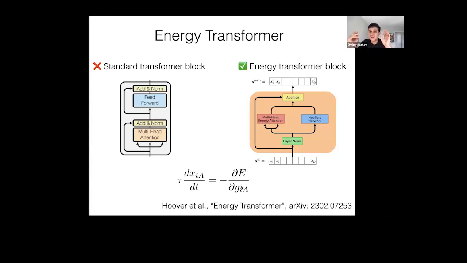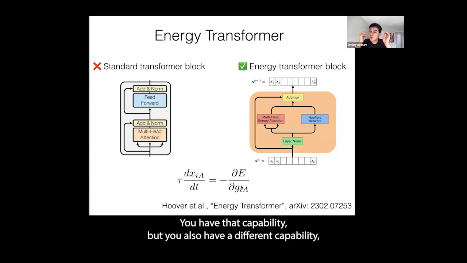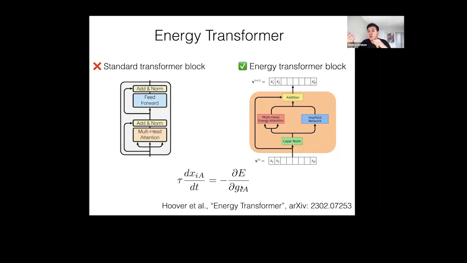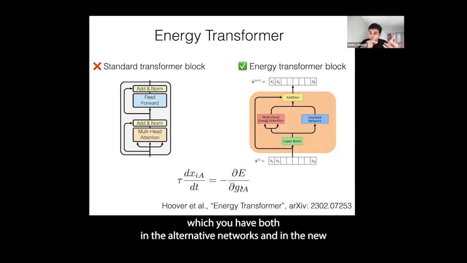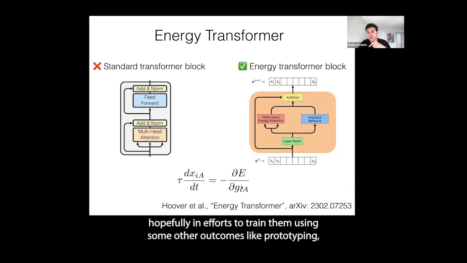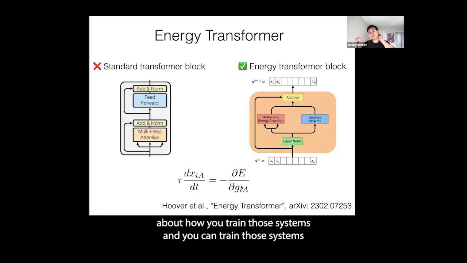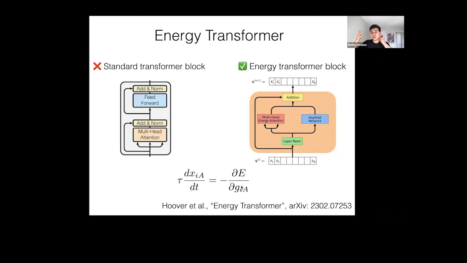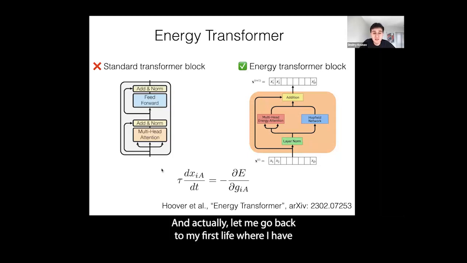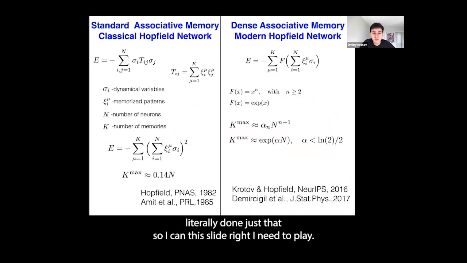You can do it, and it's very straightforward in pretty much any of the models that I have described to you. You have that capability, but you also have a different capability, in both the old and the new Hopfield networks, to train them using some other algorithm, like backprop through time, maybe contrastive divergence, whatever. It's a question about how you train those systems, and you can train them the way you want.